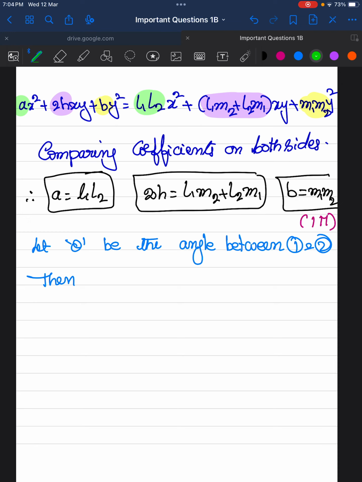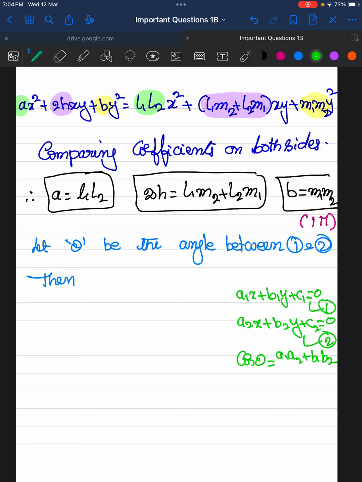We are recollecting from straight lines. If you take two lines from straight lines, a1x plus b1y plus c1 is equal to 0. This is first line. And a2x plus b2y plus c2 is equal to 0, second line. What is angle between two lines from straight lines? Cos theta is equal to, formula is a1 a2 plus b1 b2 by root a1 square plus b1 square root a2 square plus b2 square. This is cos theta formula according to straight lines topic.